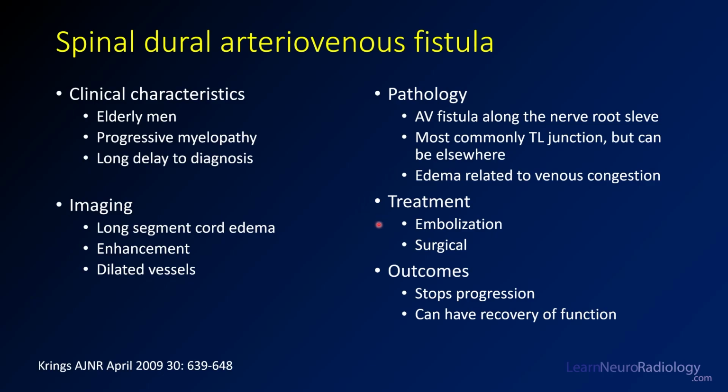The treatment for those is to either embolize them, so in angiography to go in and put embolic material in there, or to go in and do surgery and ligate that abnormal connection. Now, it's very important to identify this because it stops the progression of disease and the patients can have recovery of function over time. It doesn't always recover, but it's important to find it.